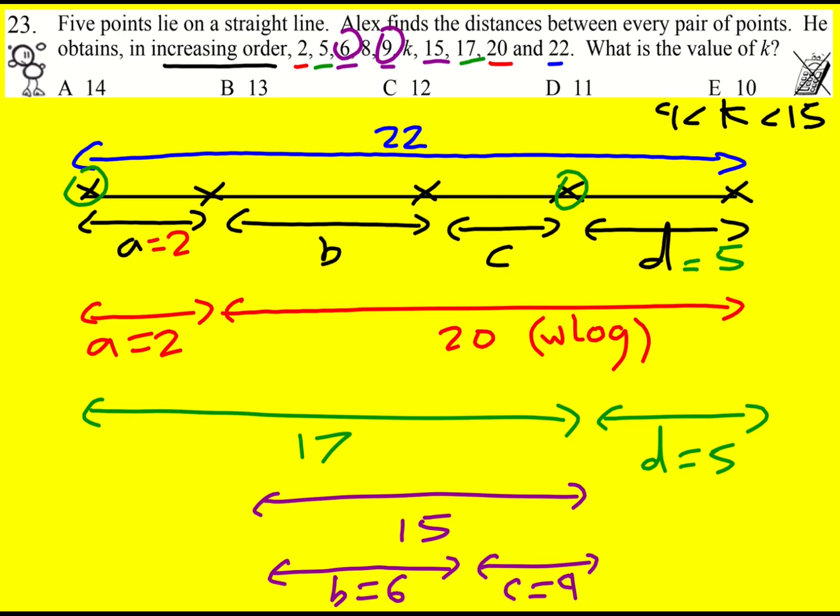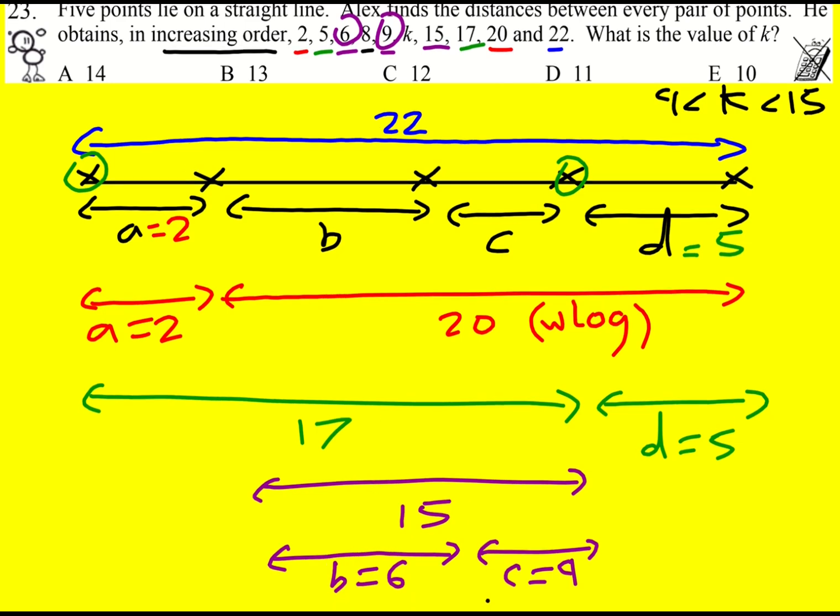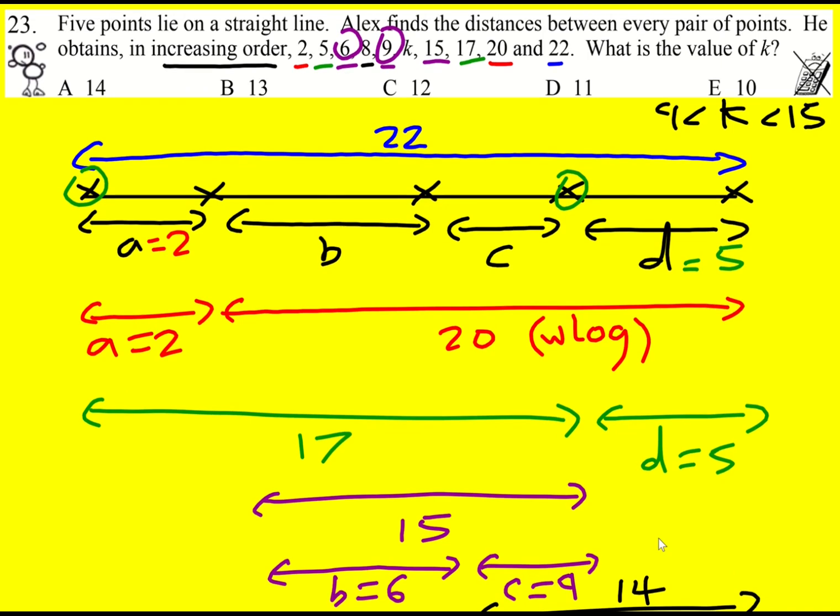So I can just kind of look through now. I've got 2 plus 6 is going to give me 8, so that's where that one comes from. 2 plus 6 plus 9 is going to give me 17. Yeah, I've already dealt with that one. The one I've not dealt with actually is this length here. That's going to be 9 plus 5. It's going to be 14. There we go. We found it. K must equal 14.